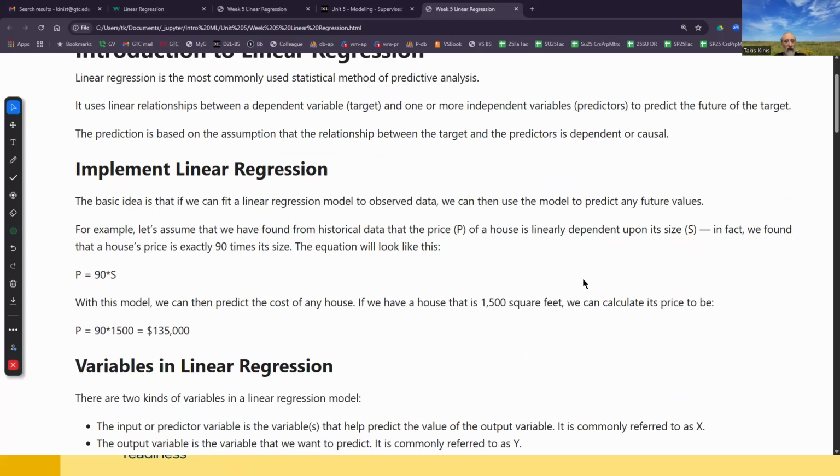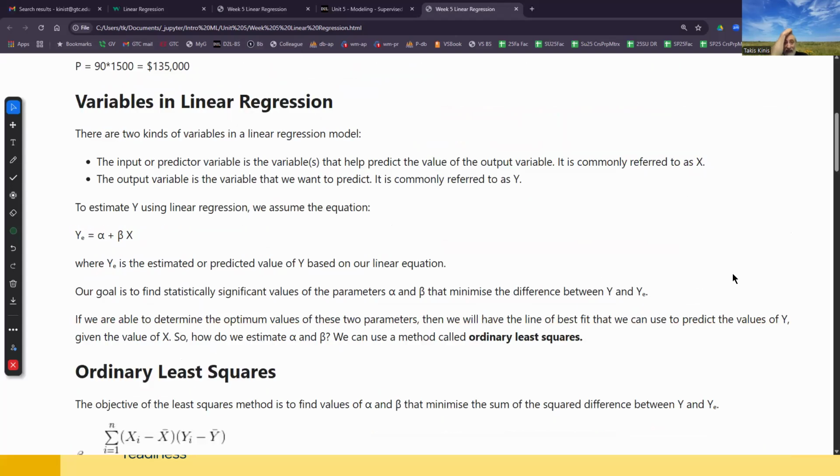How do you implement it? Well, they go into those basic formulas that we were talking about. So they have an example here. They found data about the price of a house that it's linearly dependent upon its size. So the bigger a house is, the more it costs. Makes sense, right? And it says, in fact, we found that a house's price is exactly 90 times its size. So knowing that, we could say that if a house is 1,500 square feet, for example, it's probably going to cost 135,000, whatever. Okay, I don't know how true that is. They're just giving it as an example.